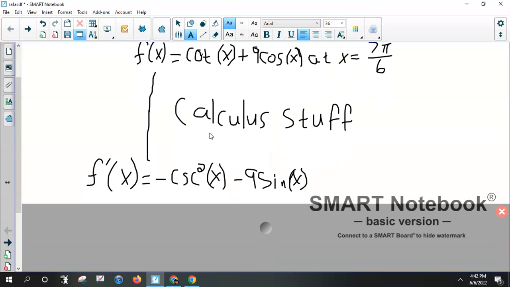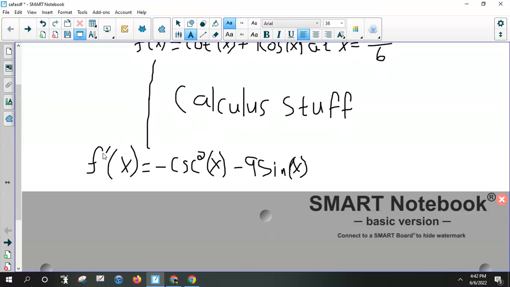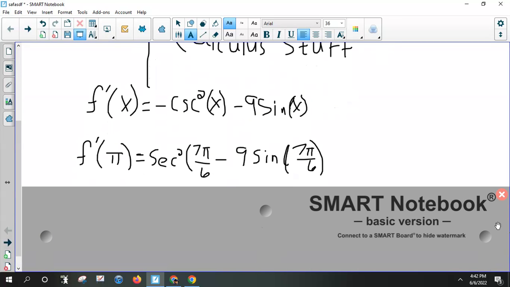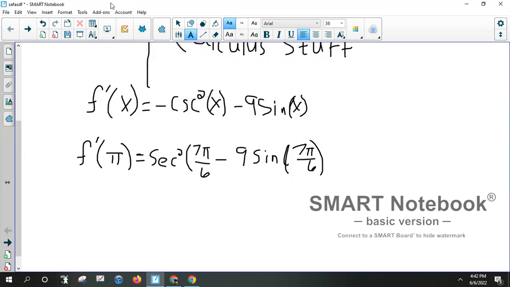We do a bunch of calculus stuff that you'll learn all about in September and October. And we get this weird notation, which again you'll learn about in the fall. And we have negative cosecant squared x minus 9 sine x. And we need to evaluate that at 7 pi over 6.